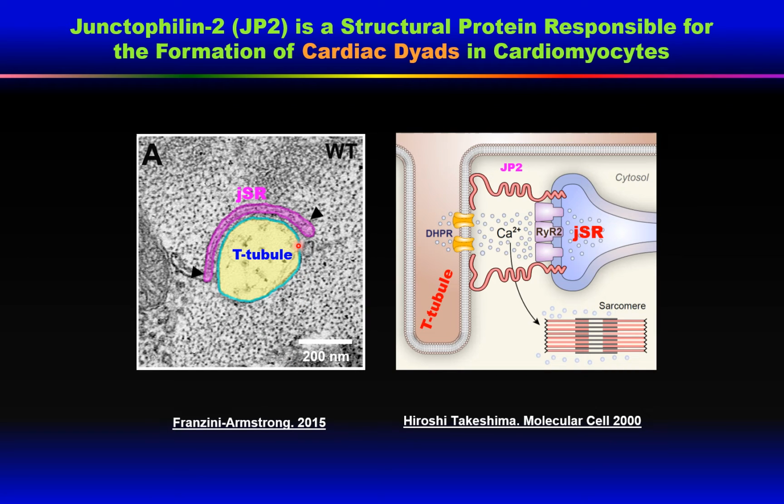As already mentioned in previous presentations, it is well accepted that Junctophilin-2 is so far the most critical player in organizing cardiac dyad structure in cardiomyocytes. Junctophilin-2 couples T-tubules and junctional SR together within a very narrow space, allowing precise local control regulation of calcium-induced calcium release in cardiomyocytes.